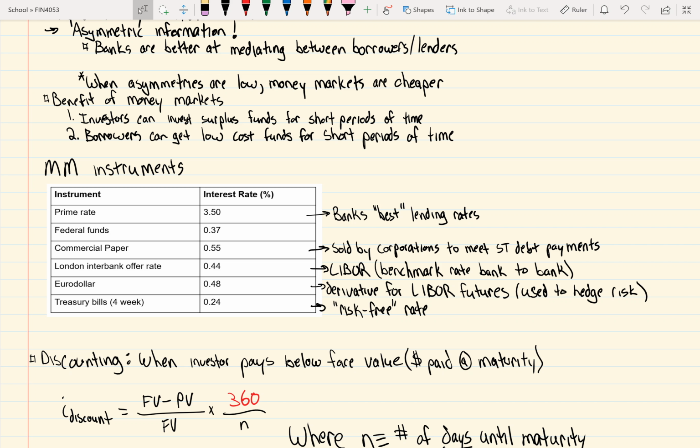And lastly are treasury bills, which of course I'm sure we've talked about a lot. Or in other words, these are called T-bills. This is just the shortest maturity government bond. And this is also what they call the risk-free rate.